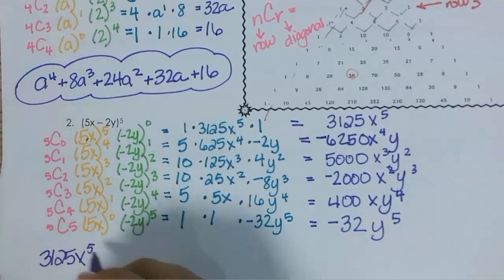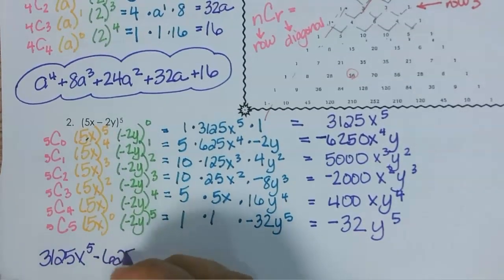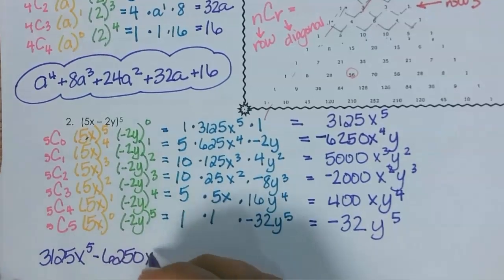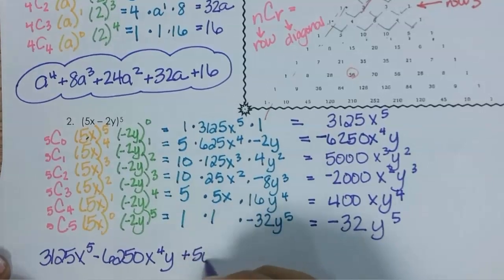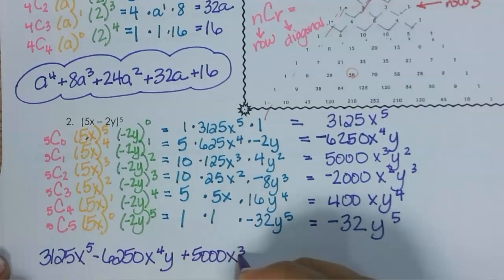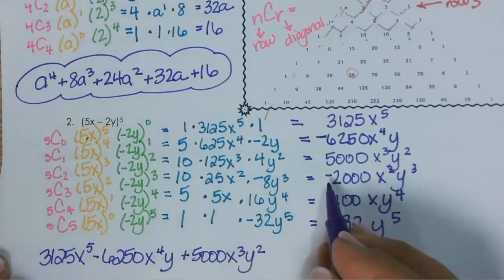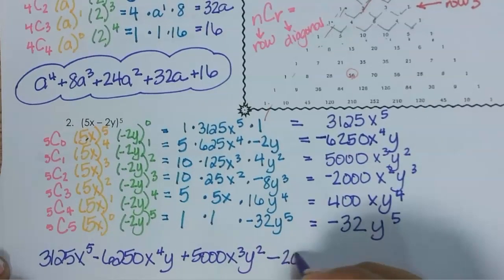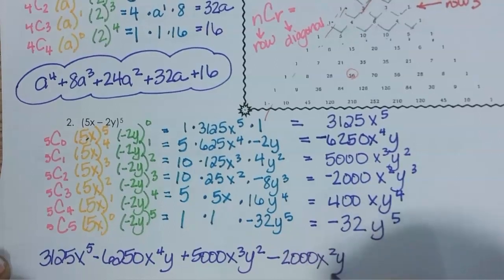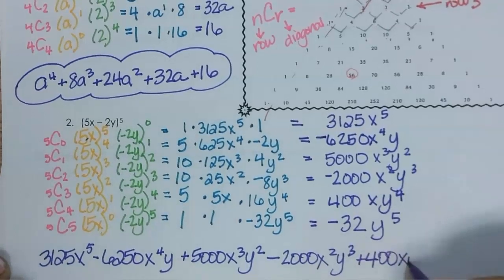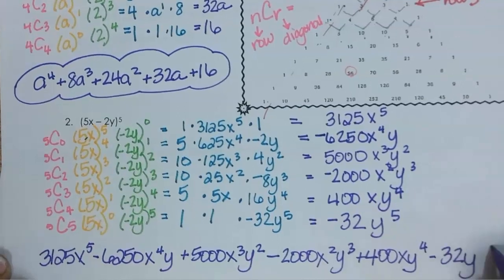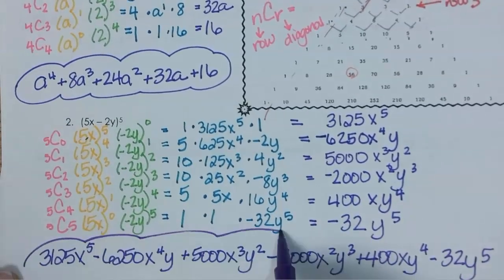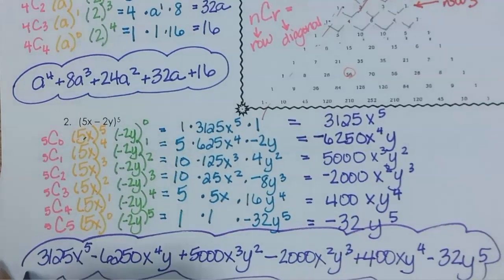3,125x to the fifth minus 6,250x to the fourth y. That was positive, so plus 5,000x cubed y squared. This is negative, so minus 2,000x squared y cubed. Positive, so plus 400xy to the fourth. Negative, minus 32y to the fifth. And that's our little shortcut there.